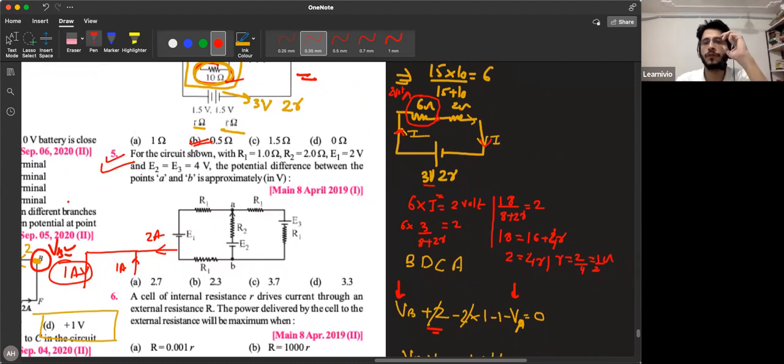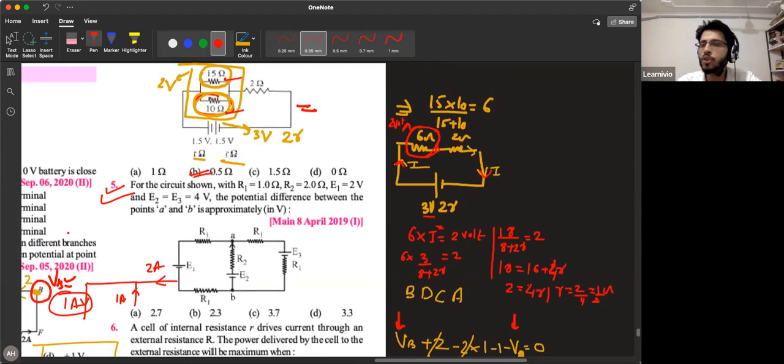Do this, question number 5. Sir, can you explain again? Yes. See, the voltage across the 10 ohm is 2 volt. 10 ohm and 15 ohm are in parallel. So the voltage across 10 ohm and 15 ohm both is 2 volt. Or I can say that the voltage across the combination is 2 volt. So first of all, I'll take the equivalent resistance of 15 and 10, which is 15 into 10 by 15 plus 10, that's 6. Okay.